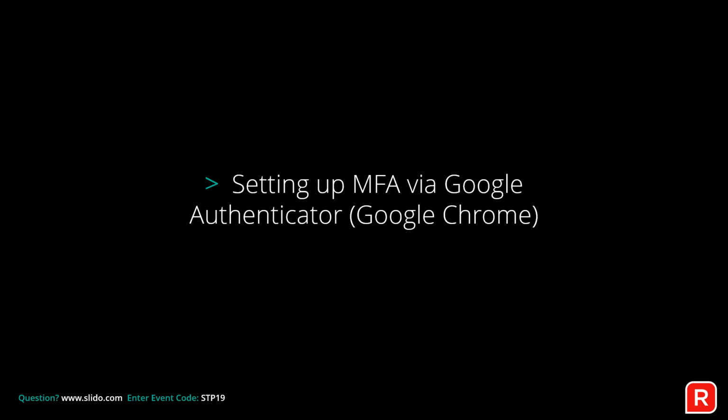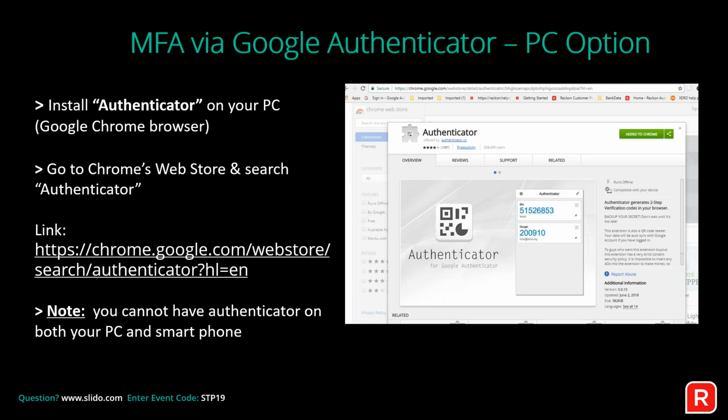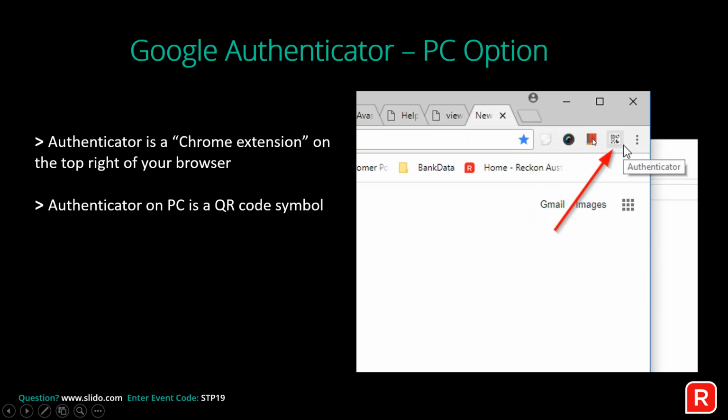If you don't want to use your mobile phone or you don't have a mobile phone, you can set up multi-factor authentication using a Chrome extension. If you're using a Chrome browser, you can install Authenticator on your PC. If you go to Chrome's web store and search for Authenticator, you'll be able to download it and add it to your Chrome. It acts as a little Chrome extension on the top right, and then you can basically use it on any PC or laptop.